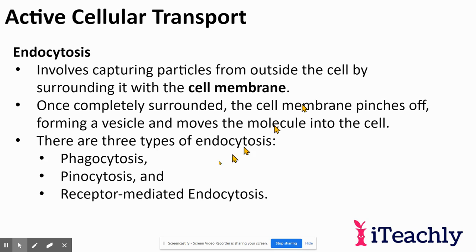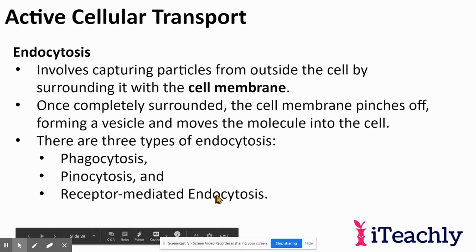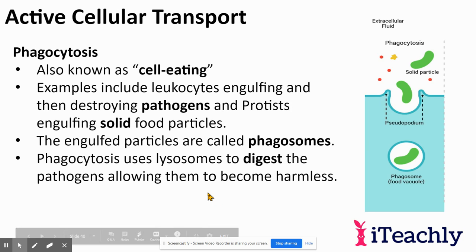So there's three types of endocytosis. There's phagocytosis. This is food. Pinocytosis is liquid, and receptor-mediated cytosis. This is actually how it brings in the coronavirus. Okay, phagocytosis is a cell eating. So these leukocytes engulfing and then destroying pathogens and protists engulfing solid food particles.